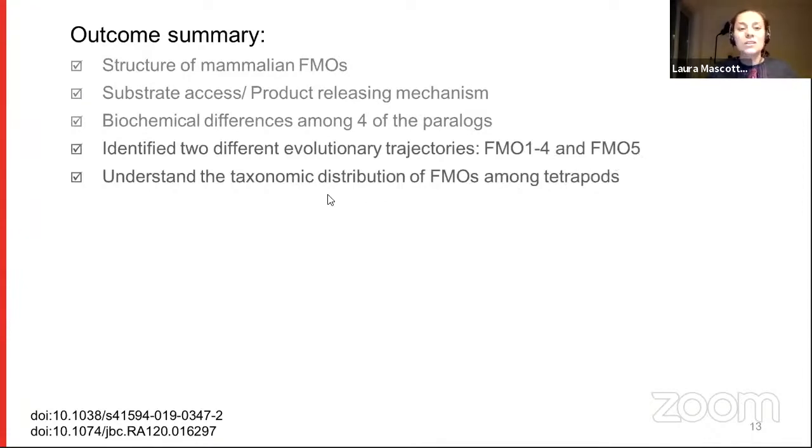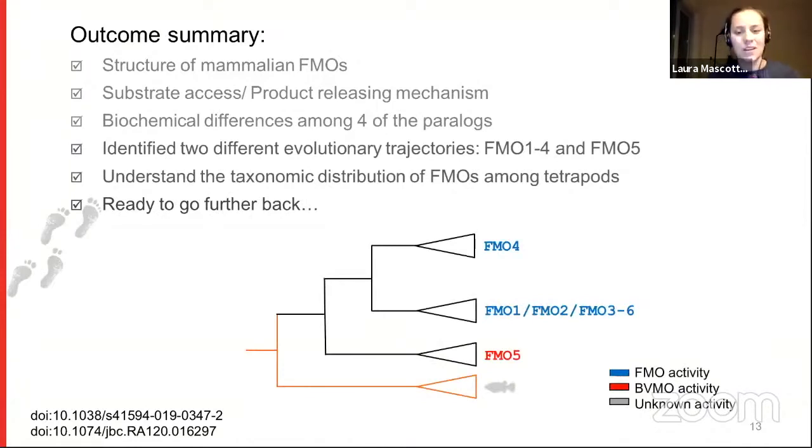And also we understood the taxonomic distribution of FMOs among all tetrapods, because now we know that having 5 paralogs is not an exclusive feature of mammals, it's actually in all tetrapods on Earth. So with these points, we decided we were ready to go further back in time. And this is the work that we are currently doing at the moment.